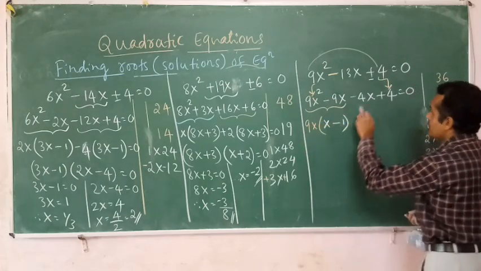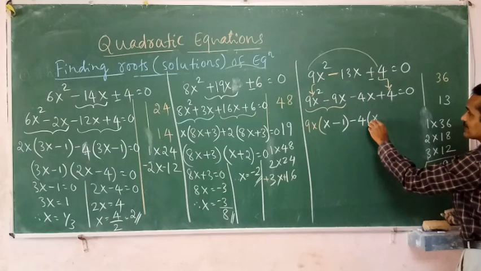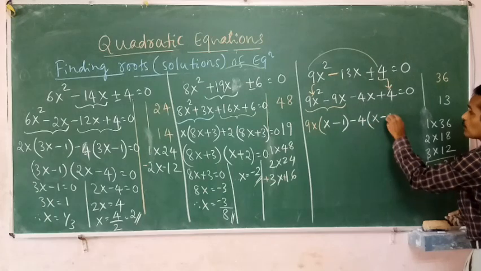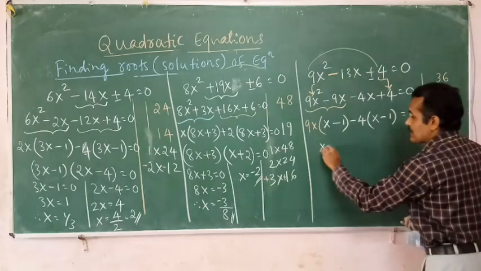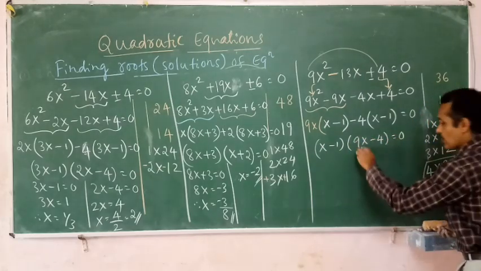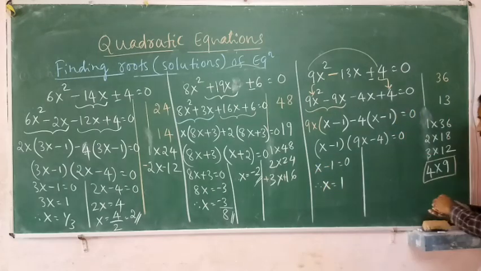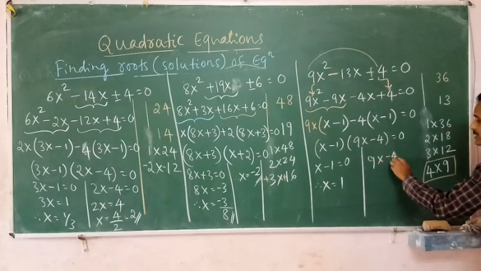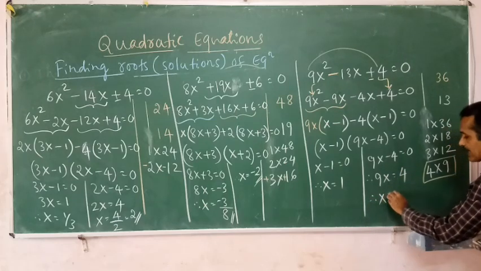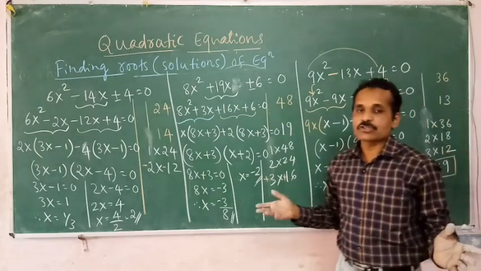x minus 1. Out of these two, I can take 4 as a common. What is left inside? x. Whenever the minus is common, this side will change. Plus becomes minus. 4 ones are 4 is equal to 0. So it is x minus 1 into 9x minus 4 is equal to 0. x minus 1 is equal to 0. Therefore, x is equal to plus 1. Here, 9x minus 4 is equal to 0. Therefore, 9x is equal to plus 4. Therefore, x is equal to 4 by 9, the roots or the solutions of the equation.